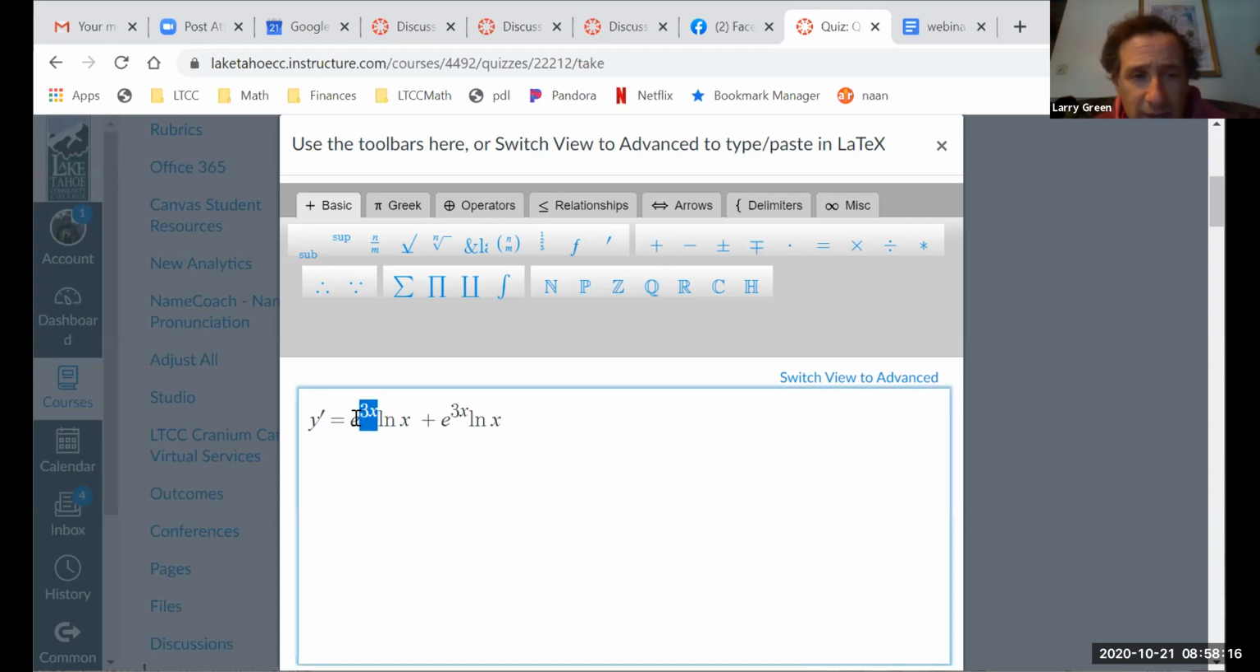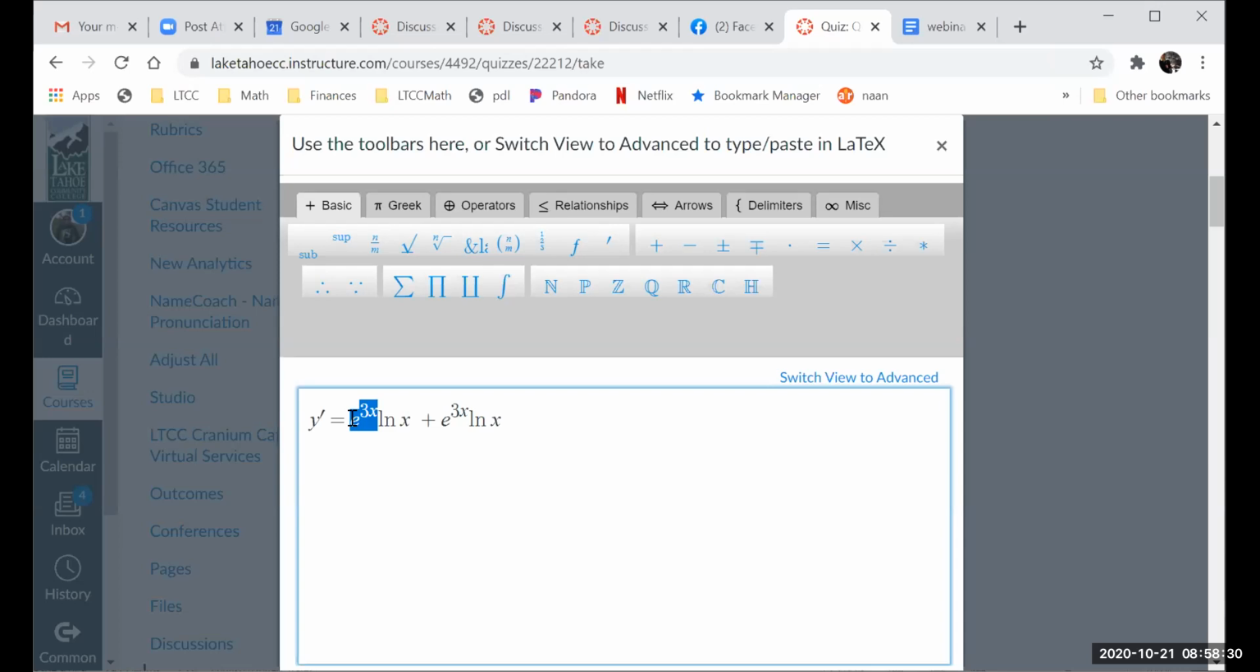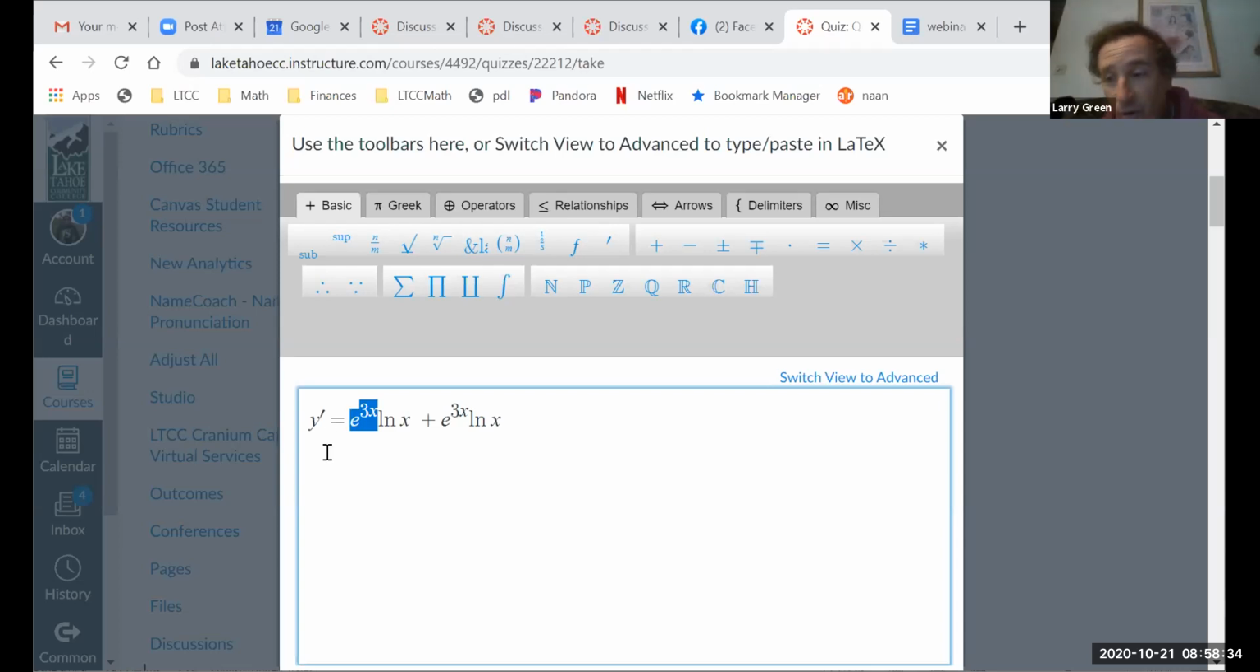So what's the derivative of e to the 3x? Is it 3e to the 3x? Exactly, because we use a chain rule. And the derivative of 3x is 3. And the derivative of e to something is e to the something. So that's just 3e to the 3x.